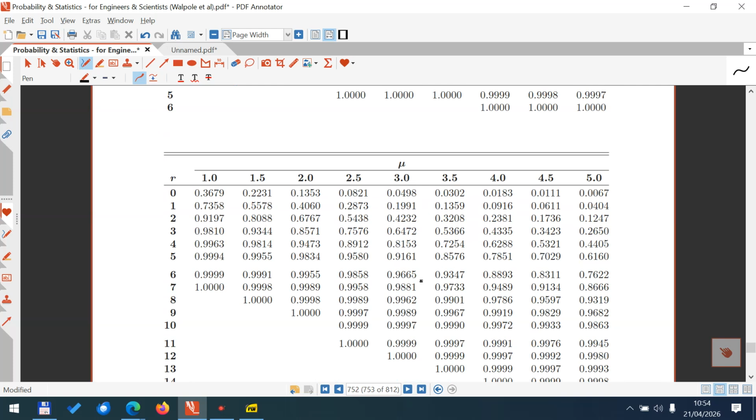So mu is 4, right? So we are looking in this column. And which two rows? 5 and 6.